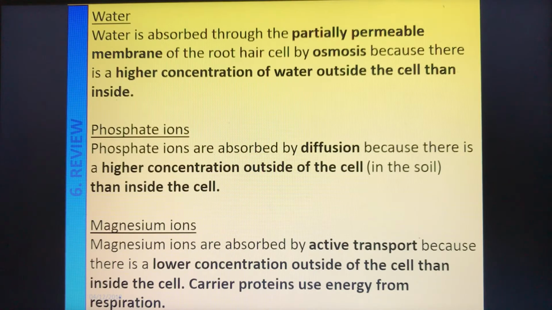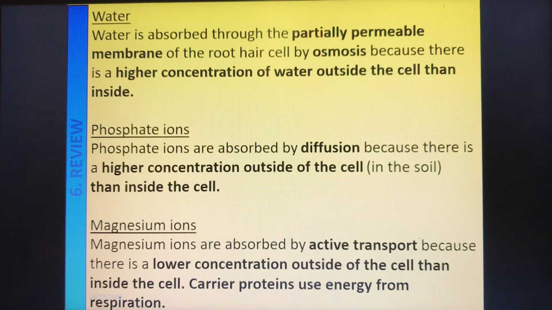Then we move on to the phosphate ions, and the phosphate ions, because there was a higher concentration in the soil than inside the cell, it's a movement by diffusion. Okay, so we've identified the movement is by diffusion, so that's going to get us a mark, and then we define what that is. Okay, so it's a movement of particles from a high concentration, lots of phosphate ions outside of the cell in the soil, than inside the cell, so they move into the cell. Magnesium ions is the active transport process.